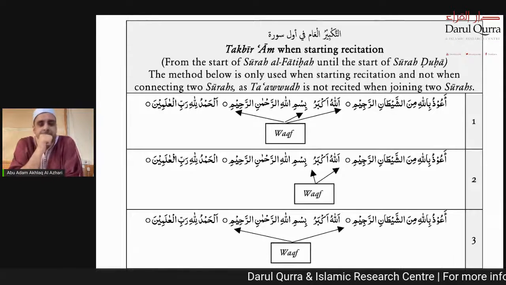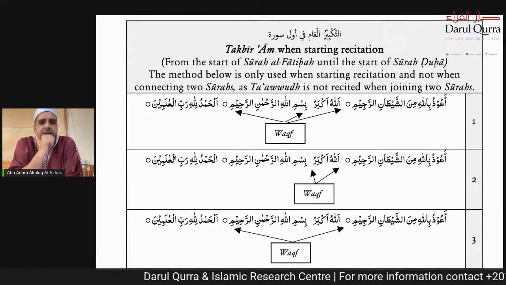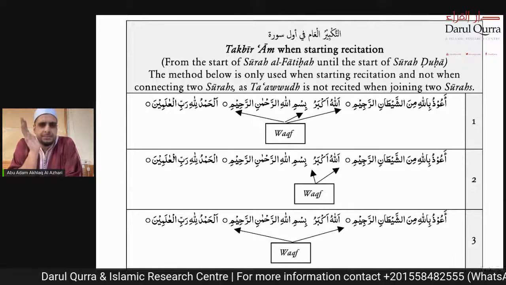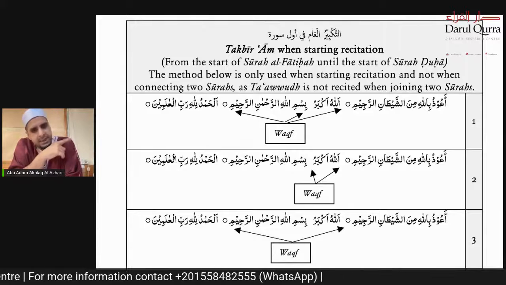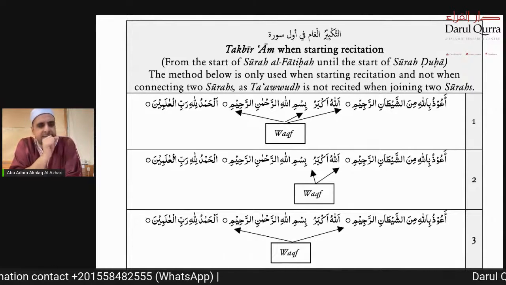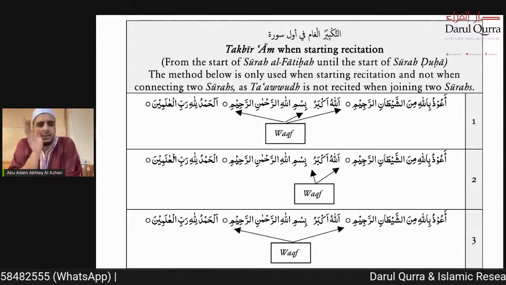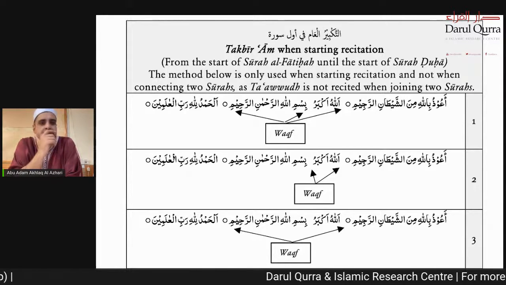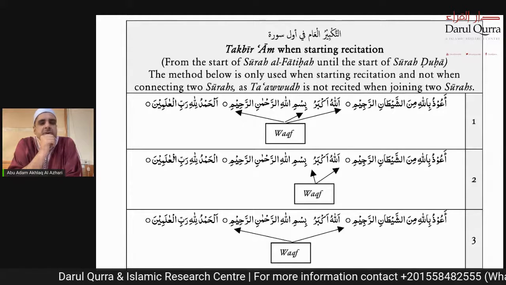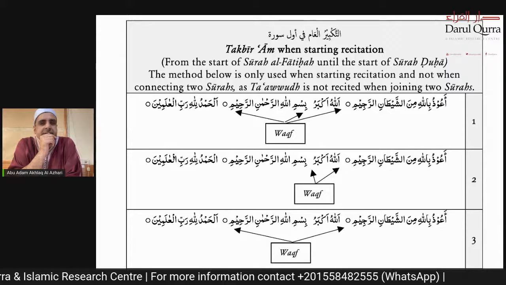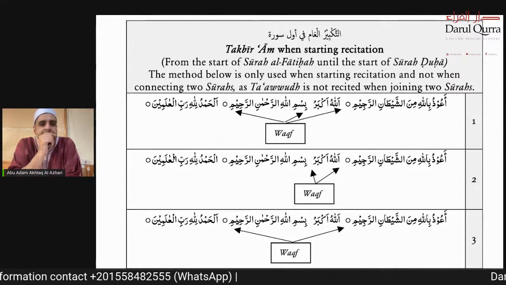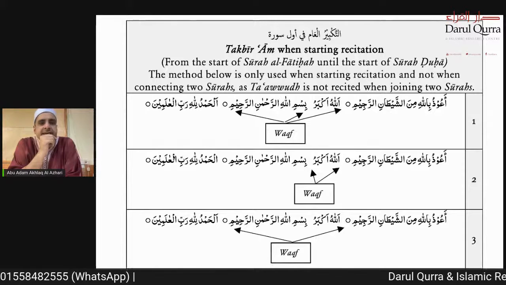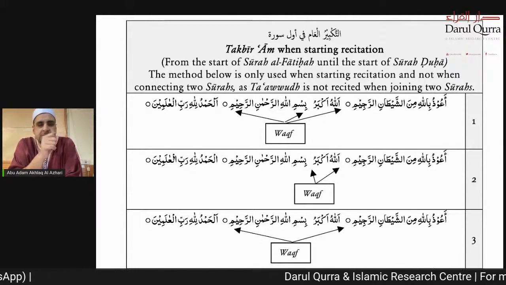So takbir am. Am literally means general. Okay? When starting a recitation. So this is the beginning of any surah. So you can see the example here is of Surah Fatiha. Surah Fatiha is not at the end of the Quran between Surah Duha and Surah An-Nas. Okay? So am, any surah in the Quran, except for At-Tawbah. So from the start of Surah Fatiha until Surah Duha, the method below is only used when starting recitation and not when connecting two surahs. Ta'awwuz is not recited when joining two surahs, as I mentioned before.